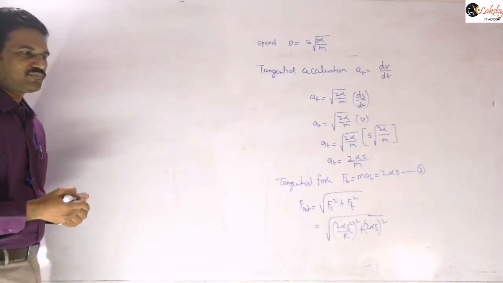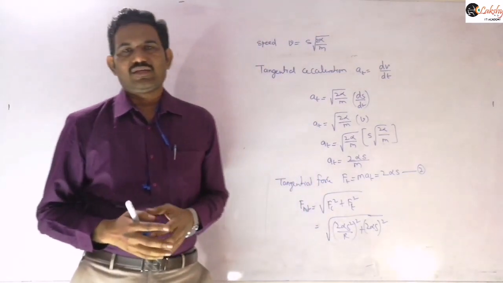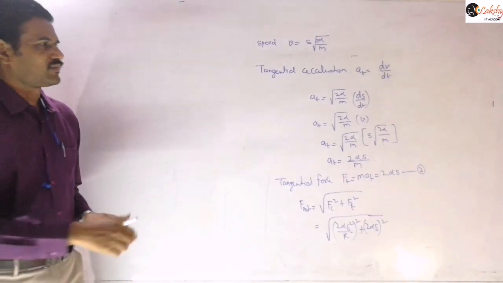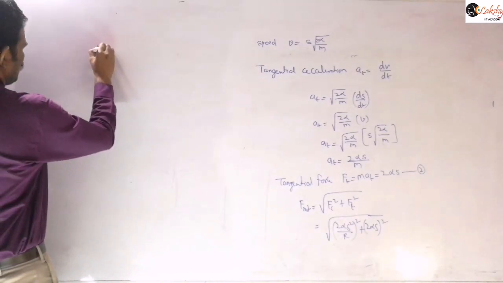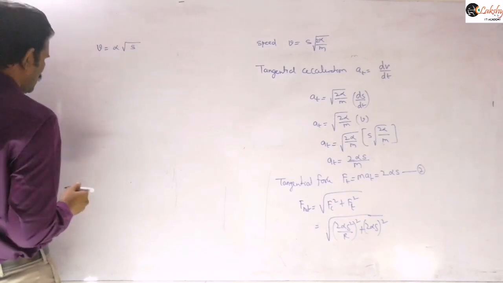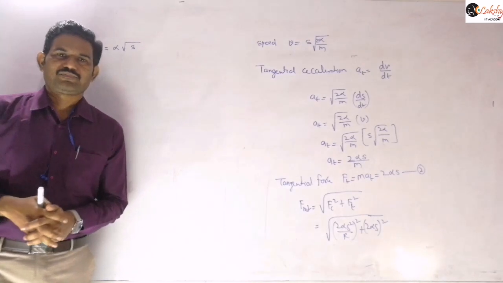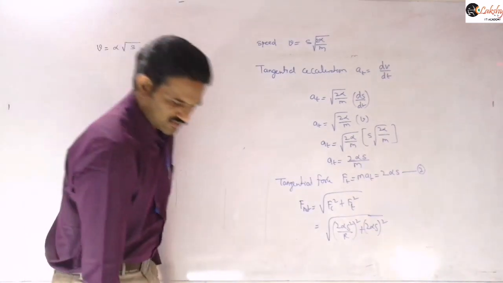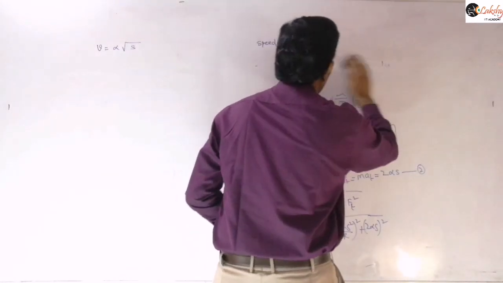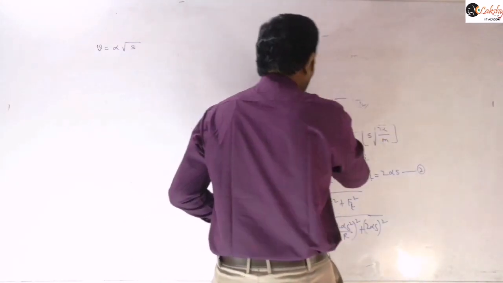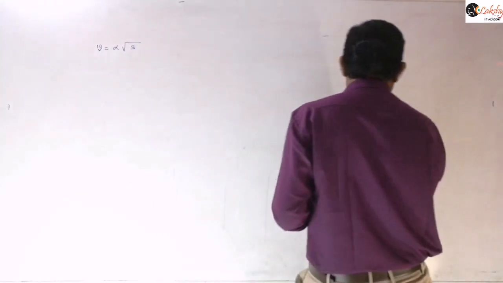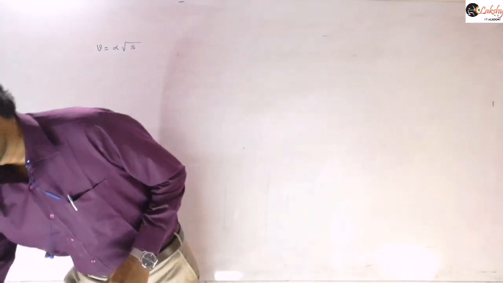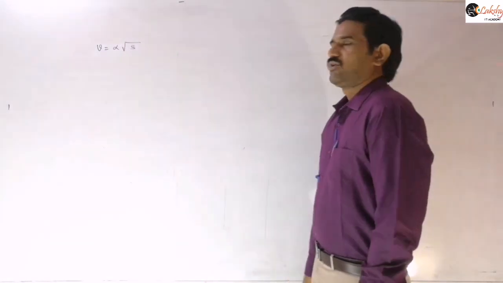A particle of mass m is moving in a circular path of radius r such that the speed of the particle varies with the distance traveled by the particle s, as v is equal to alpha into root s, where alpha is a positive constant.